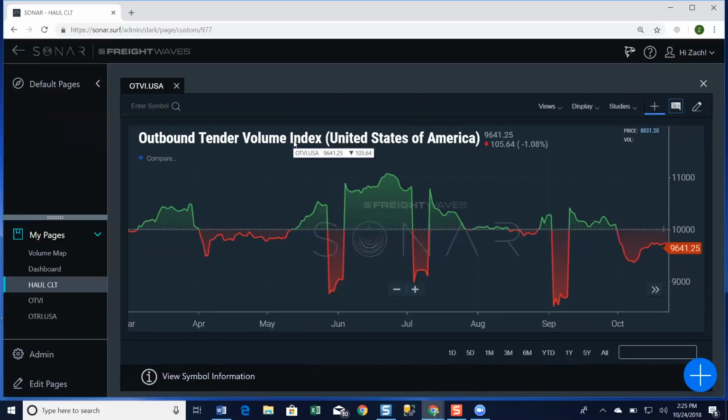But if you remember, the tender rejections have gone down. So really, I think it's going to take more volume injected into the system to start creating the volatility that we need to see tender rejections start moving back up.